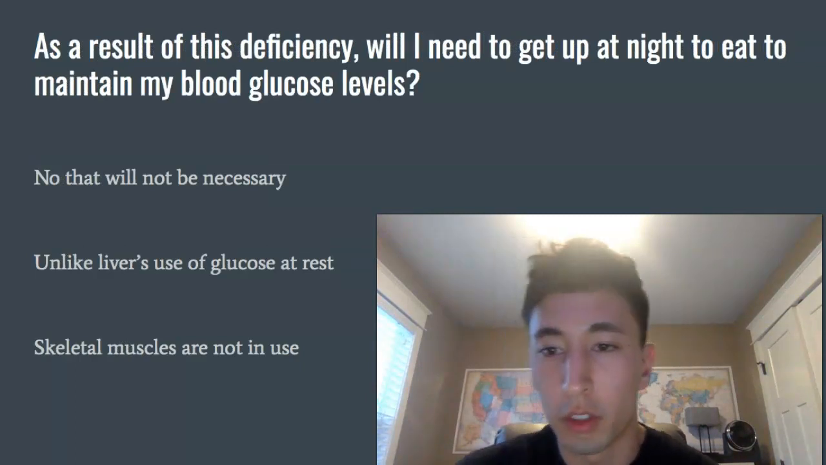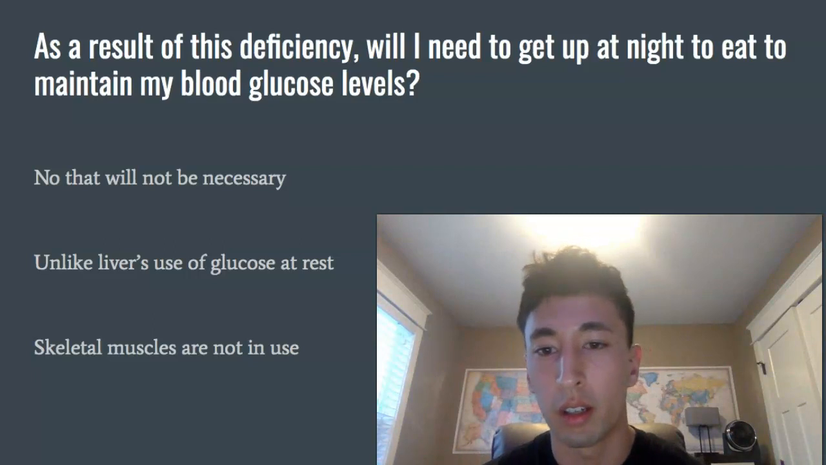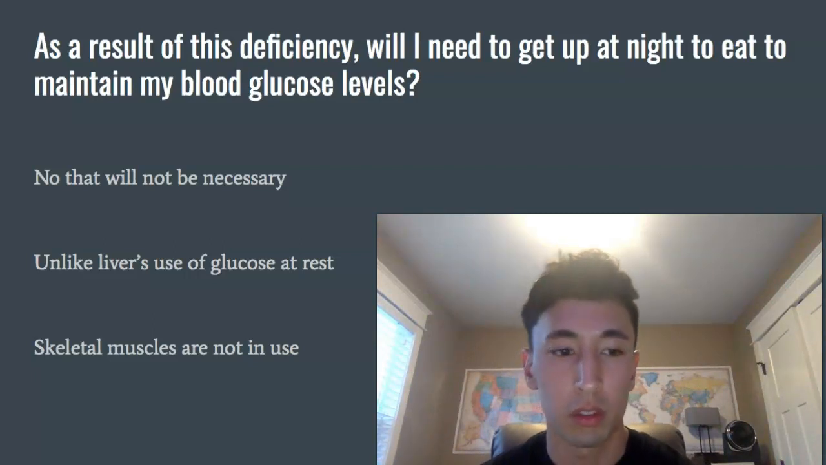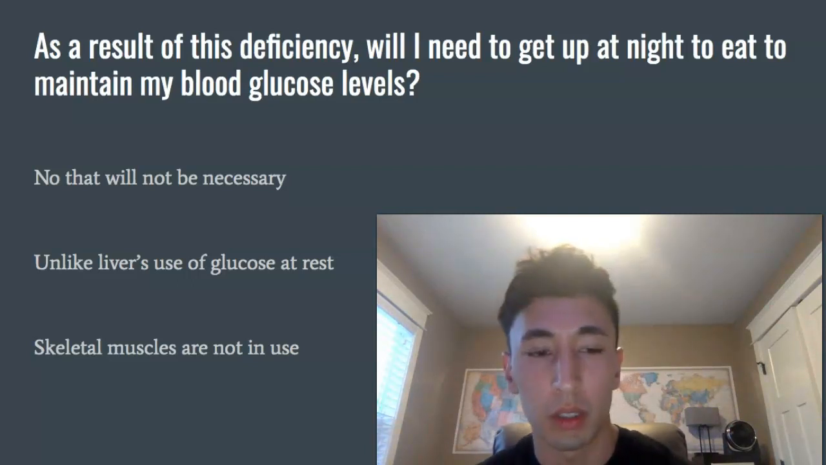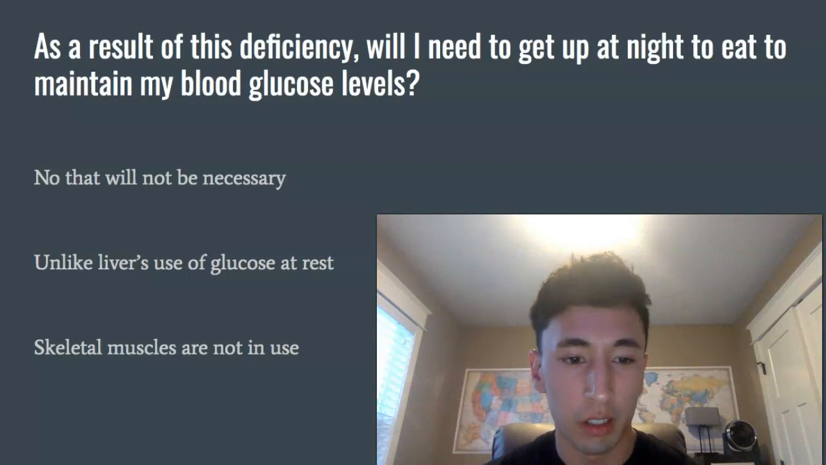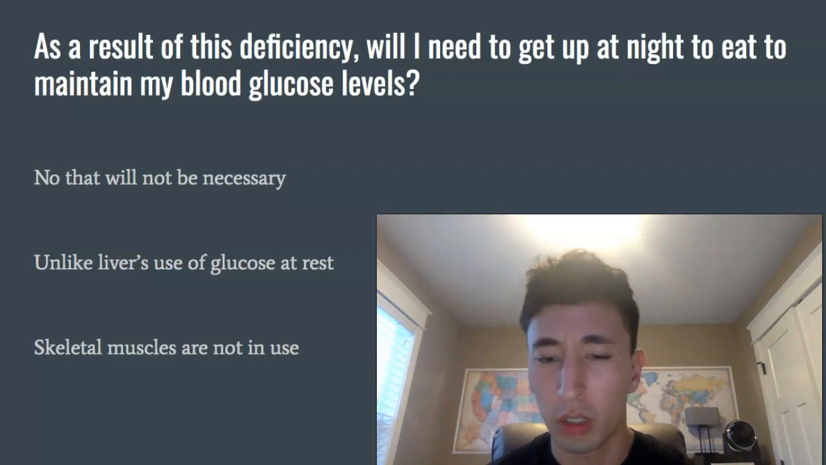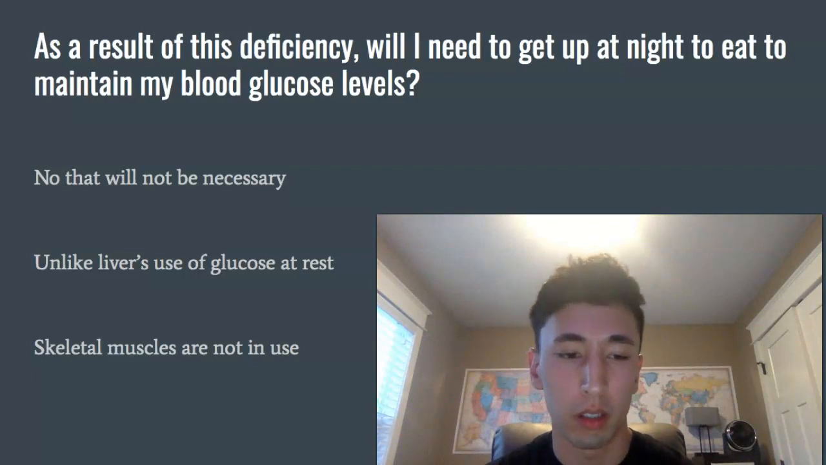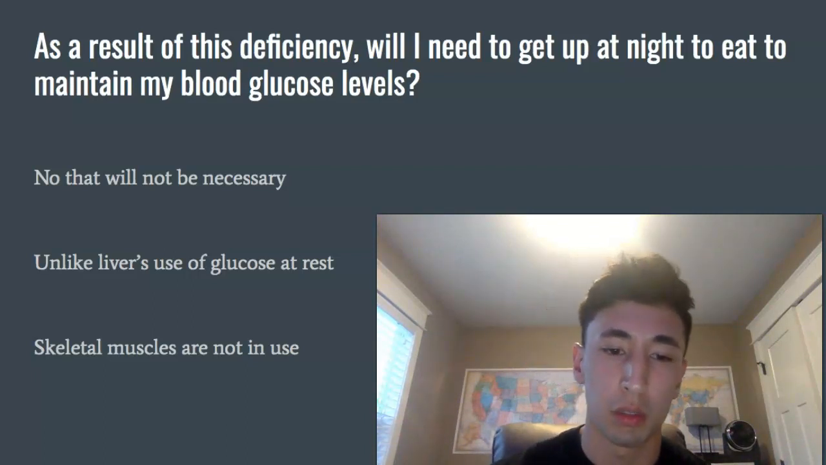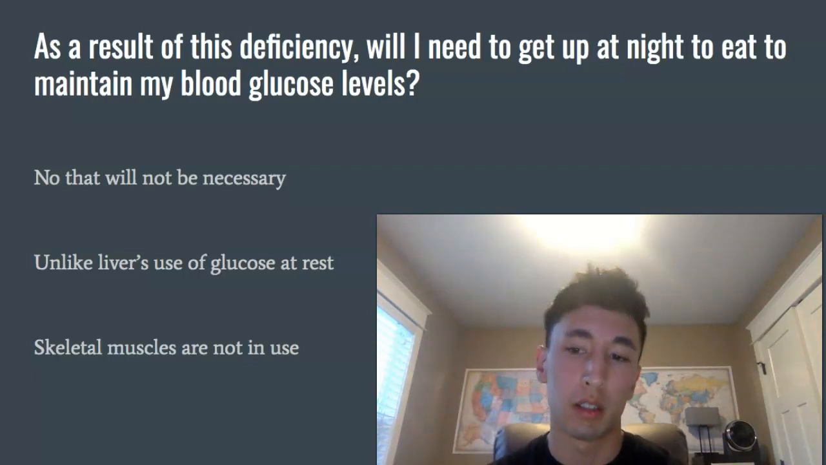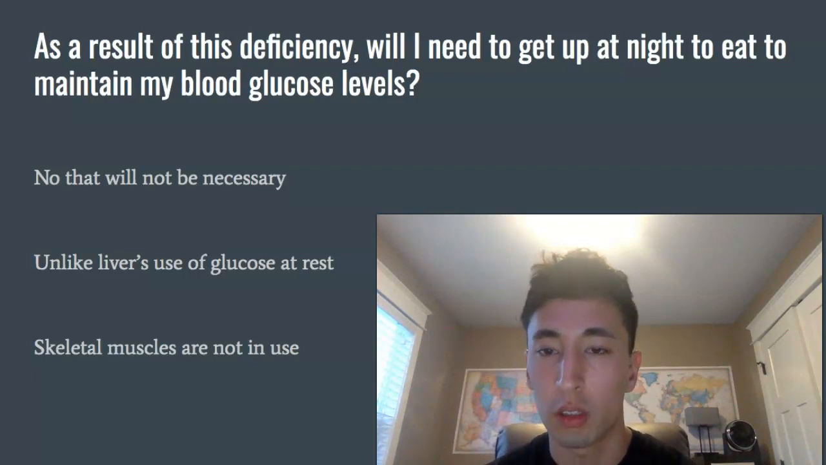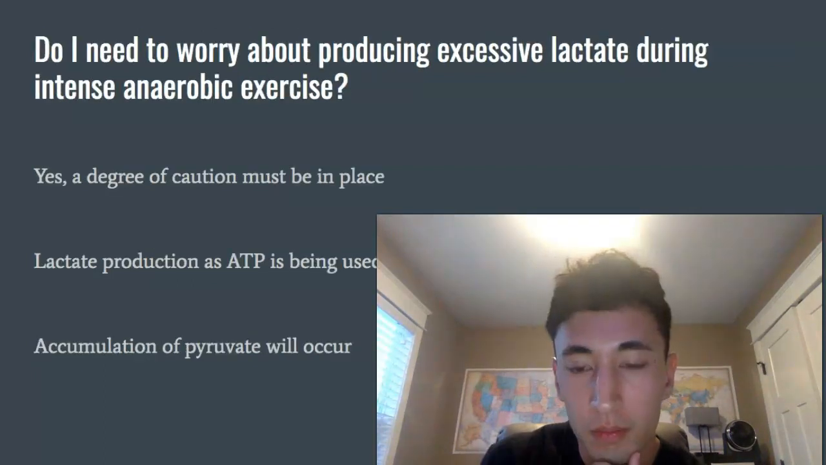As a result of this deficiency, will I need to get up at night to eat to maintain my blood glucose levels? No, it will not be necessary for you to get up to eat to maintain your blood glucose levels at night. Unlike the liver, when the body is at rest, skeletal muscle has no need for glucose due to the body not really being in use much. The liver and the brain continue to function at a high level when sleeping, which will need energy. So it's different between the liver and the skeletal muscles in what needs energy at rest.